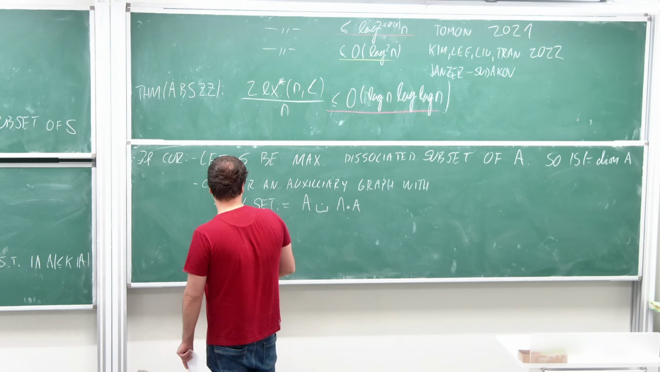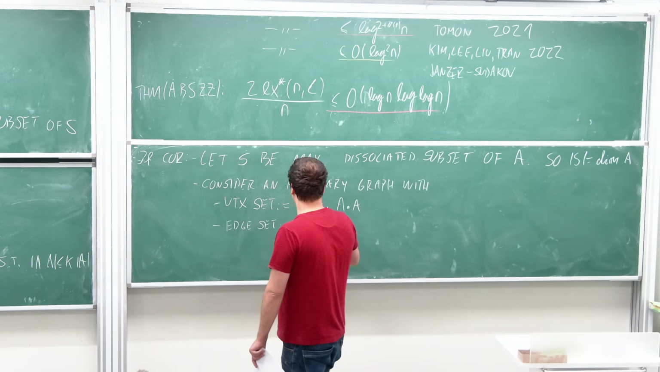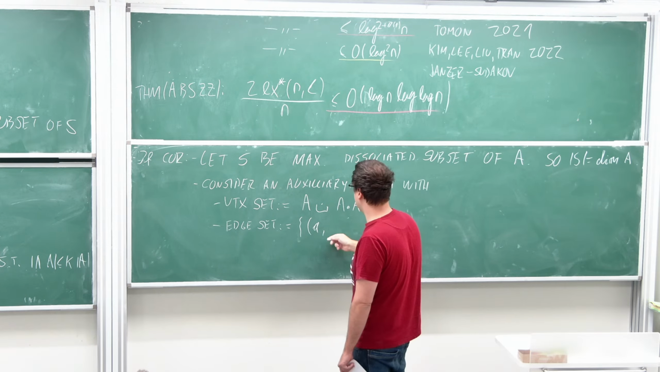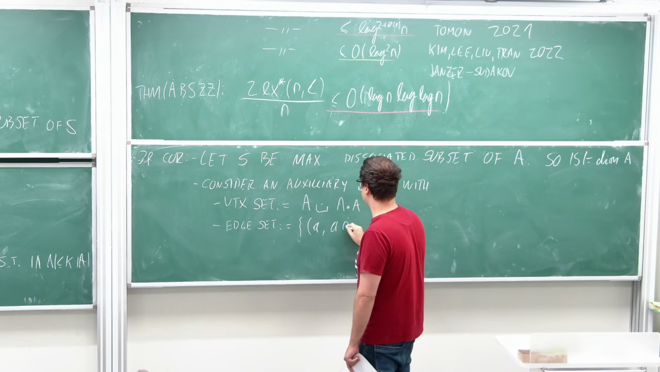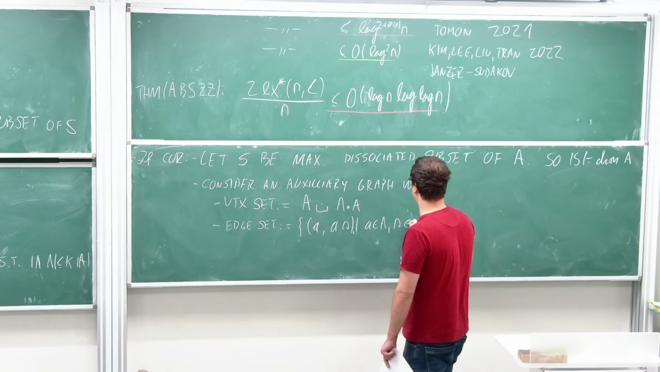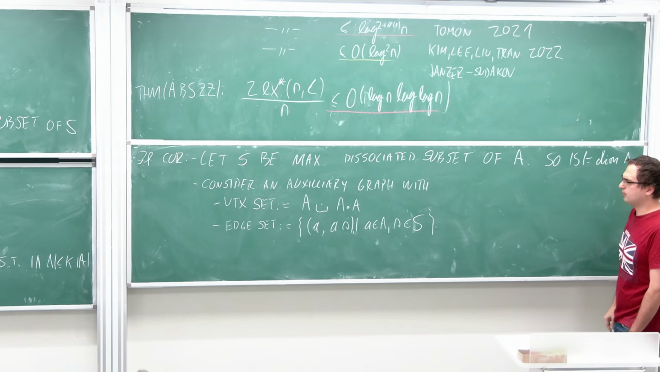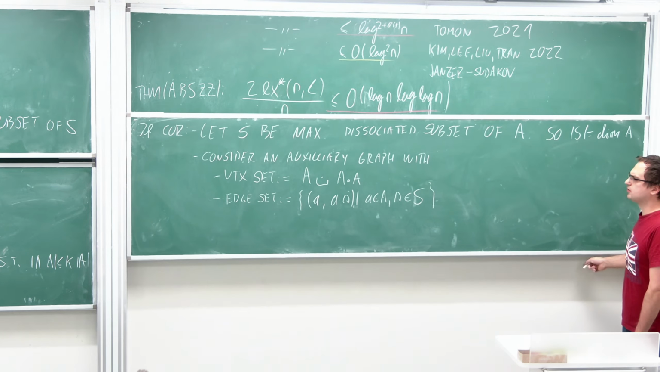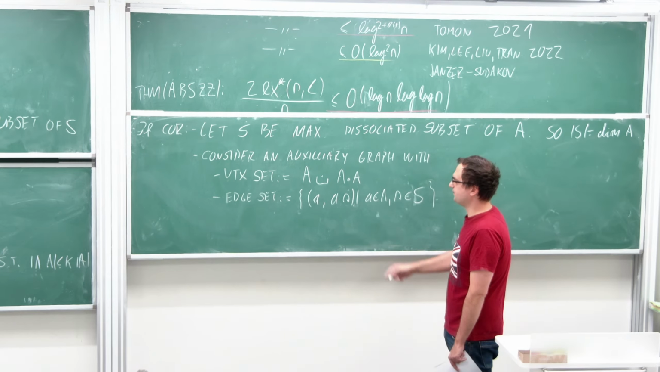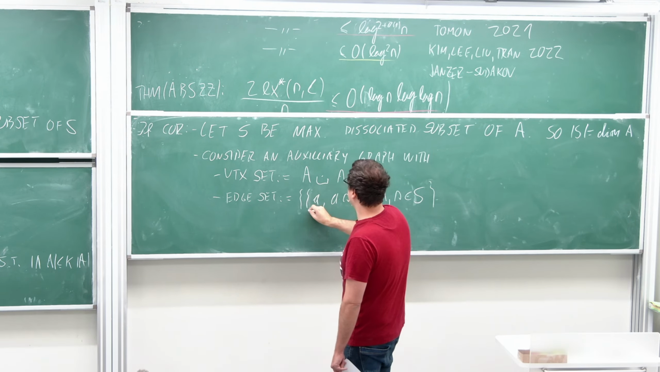And then for the edge set, it's just going to be all the pairs where the first one is a and the second one is a times s, where a is an element of A and s is an element of this maximal dissociated subset. Right? So it's some form of bi-Cayley graph. So you put an edge between a and a s.